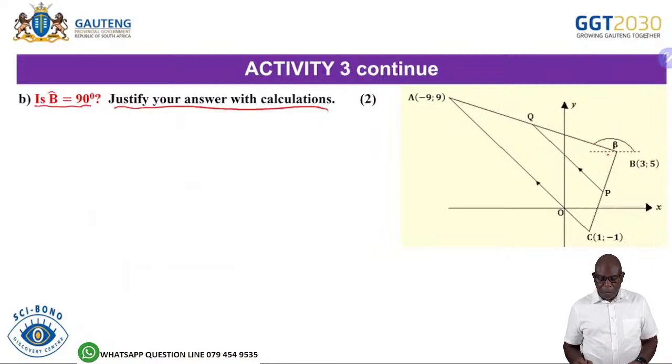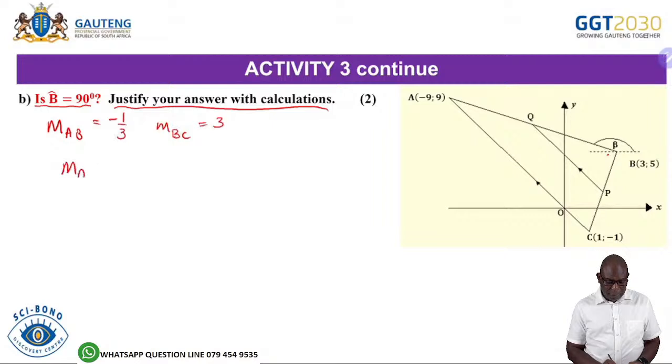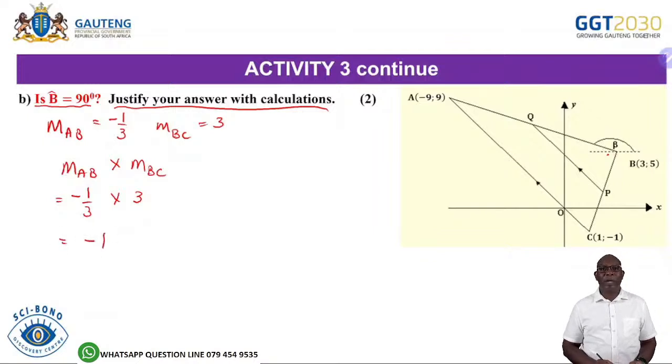So I already know the gradient of AB is negative 1 over 3. I know the gradient of BC, which is 3. What happens if I multiply the gradient of AB by the gradient of BC? So I'll get negative 1 over 3 times 3, and our answer will be negative 1. What do I know if I multiply two gradients and I get negative 1? Therefore, that means that AB is perpendicular to BC, which makes angle B 90 degrees. See, it's justified by calculation.